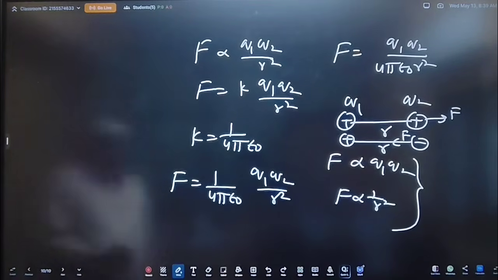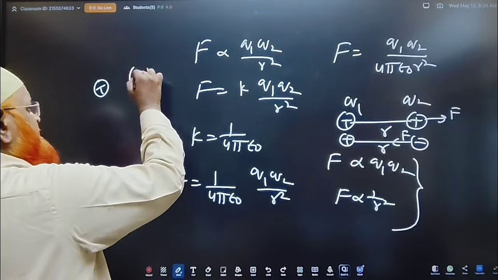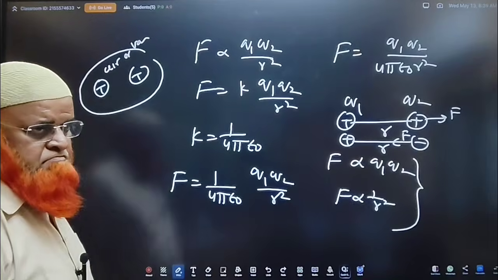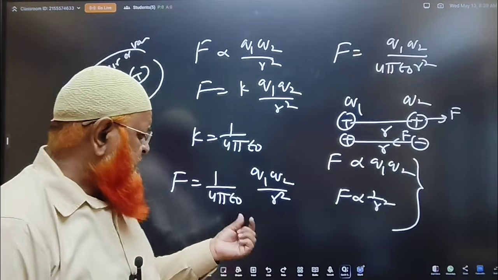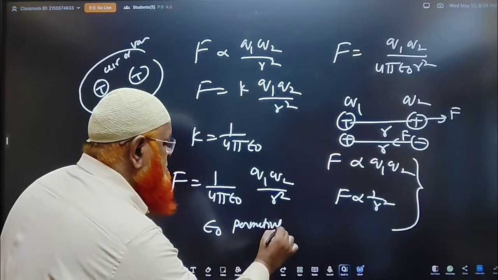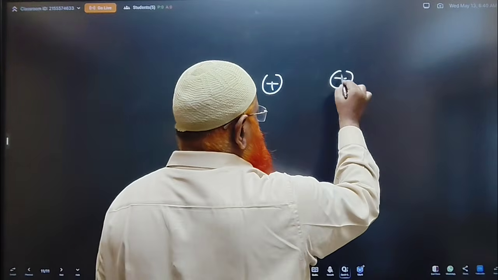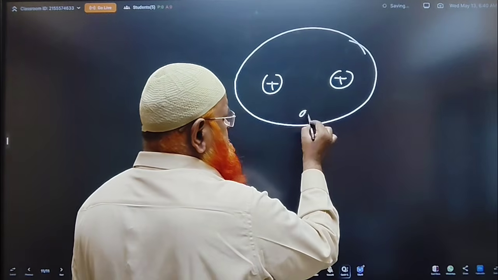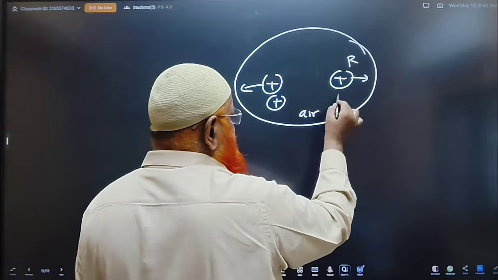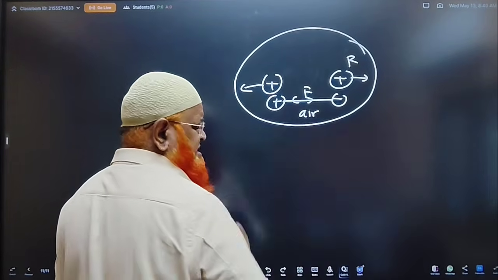Now see what is this permittivity. Here these two charges you are keeping in air or vacuum. Epsilon naught is called permittivity. So what is the meaning of permittivity? When two charges are kept in a vacuum or air, they are repelled, and if they are opposite charges, they are going to attract. You know about this, isn't it?